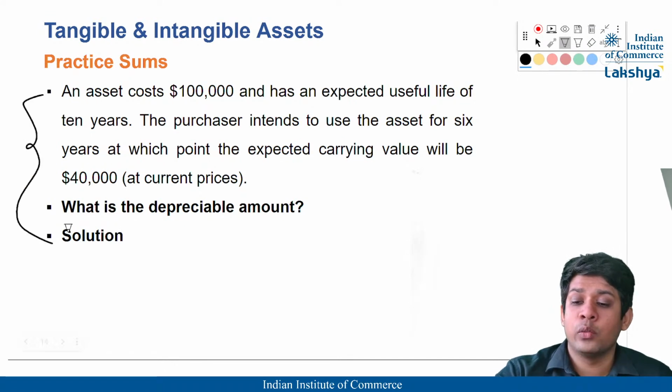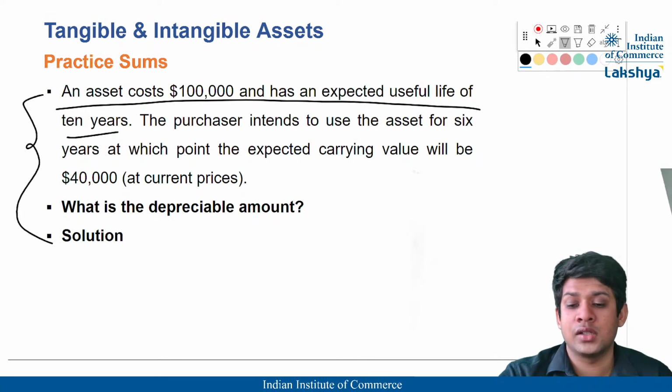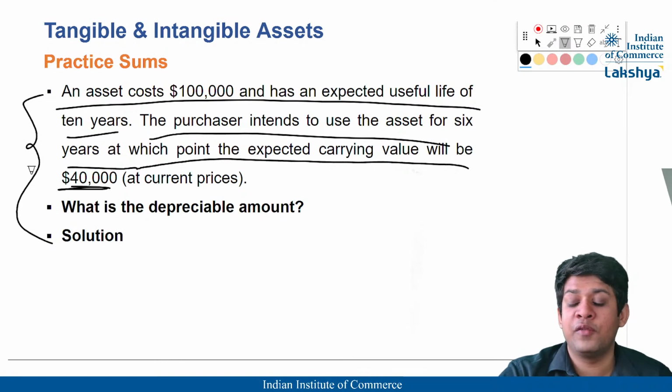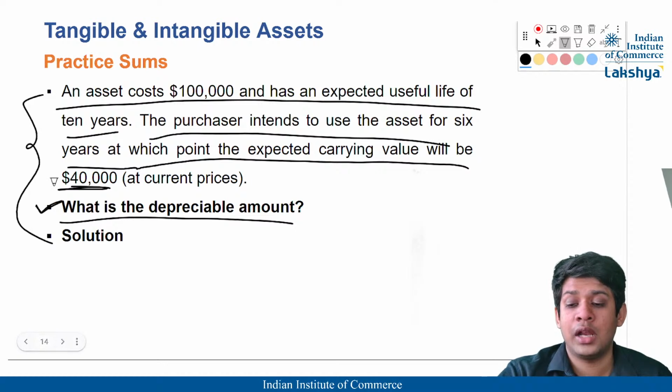An asset costs $1 lakh and has an expected useful life of 10 years. The purchaser intends to use the asset for 6 years, at which point the expected carrying value will be $40,000. What is the depreciable amount?